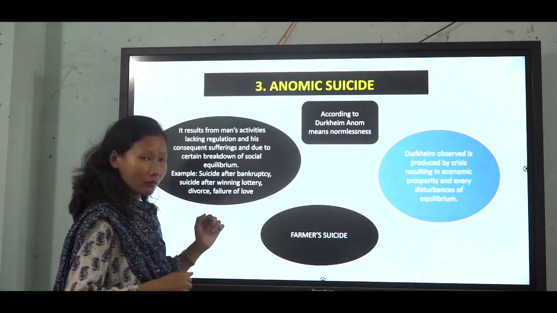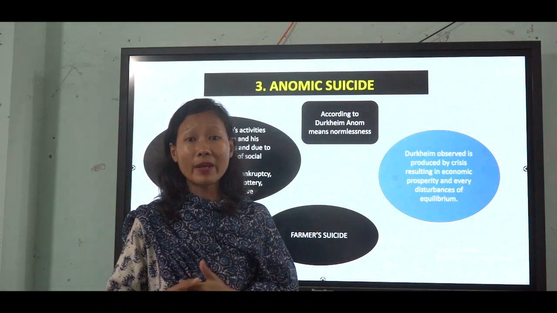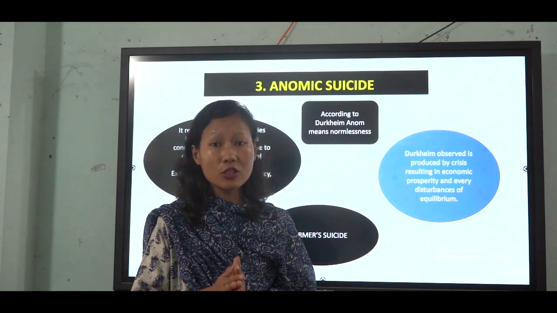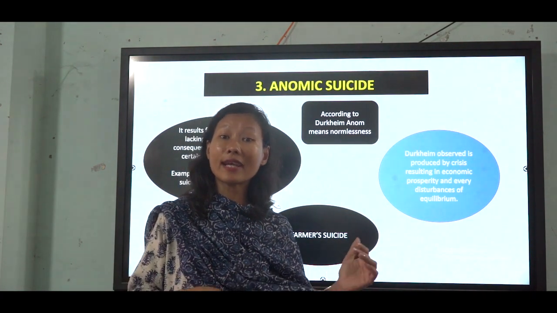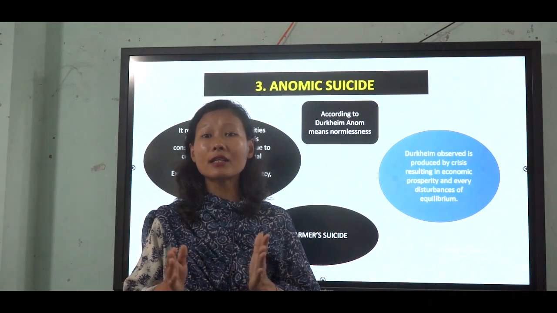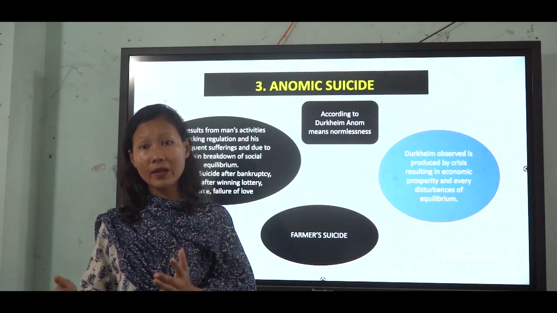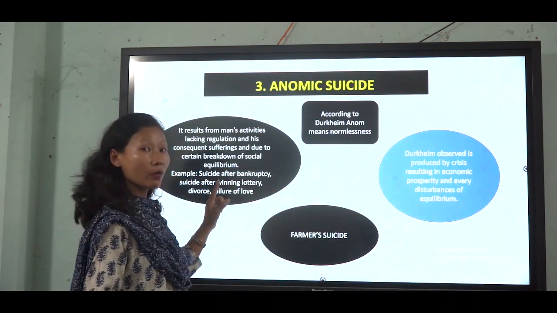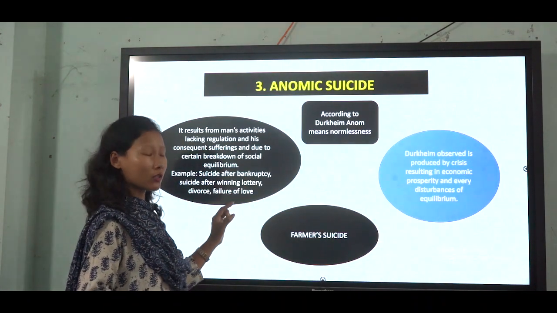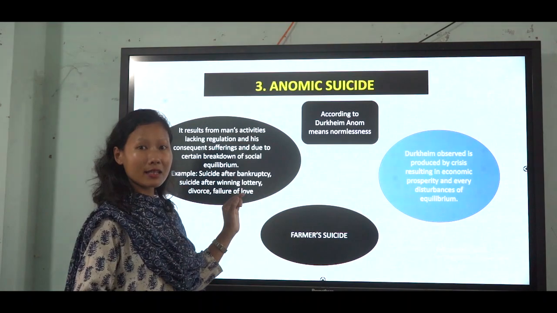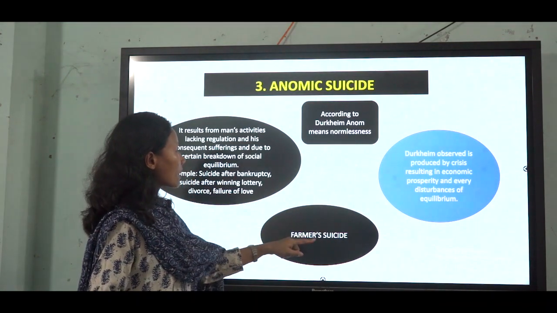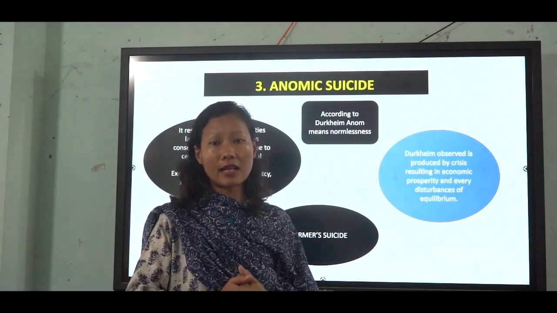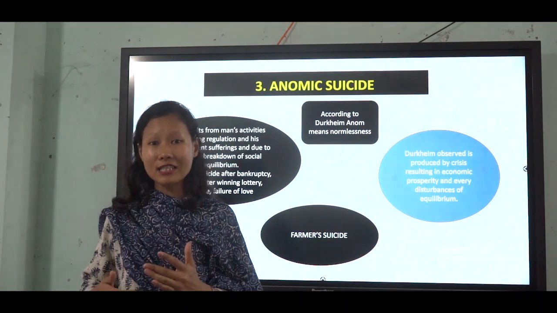For example, when an individual is facing bankruptcy, going through a situation where there is no choice other than dying, or is not getting any help, it is completely not under the control of the individual. If such a situation happens, it is anomic suicide. There are other examples I have given: winning a lottery, divorce, failure of love. Again, we can include farmer suicide as an anomic suicide. You can go through the reading materials that I have provided for better understanding.